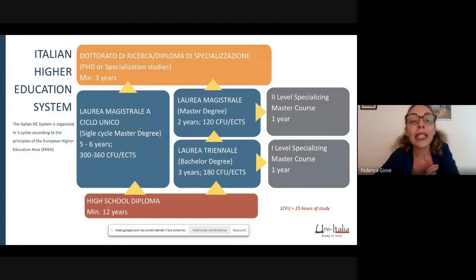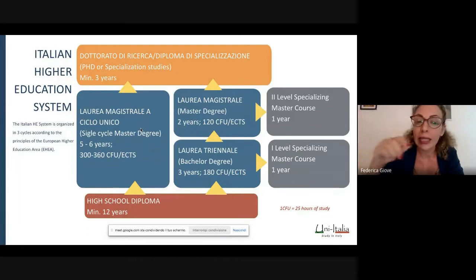We also have single cycle master degree programs. For example, medicine and surgery is a single cycle master degree program, and the duration is from 5 to 6 years. Once you have completed your master degree studies, then you will have access to a PhD or specializing studies.